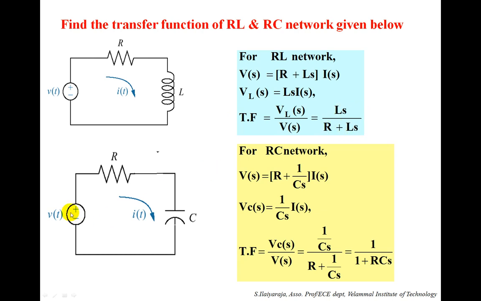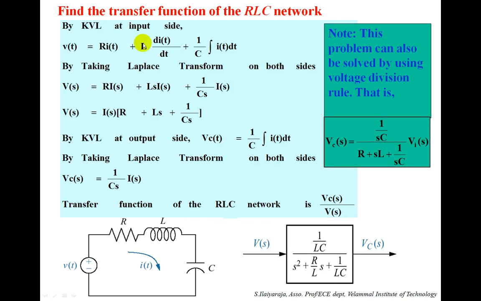The same way we can find the RC circuit transfer function. By applying KVL, the equation V(s) = (R + 1/Cs) I(s), and the voltage across the capacitor in terms of Laplace is Vc(s) = 1/Cs I(s). By taking the ratio of Vc(s) by V(s), we will get the transfer function. When you simplify (1/Cs) by (R + 1/Cs), you will get 1 by (1 + RCs). So this is a 2-mark question which will be asked in your exam: find the transfer function of RL circuit, RC circuit, similarly an RLC circuit.